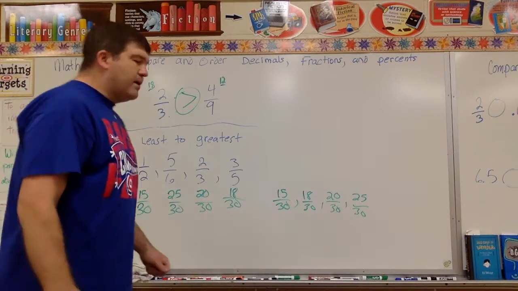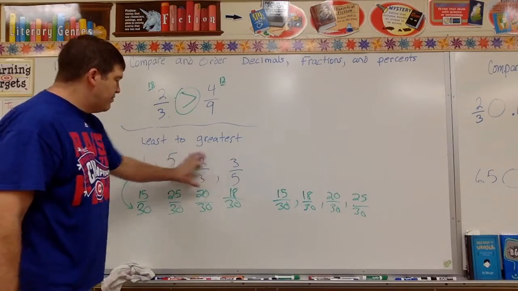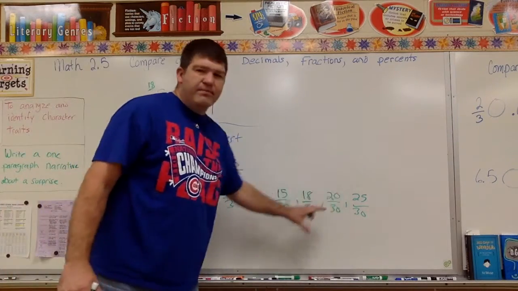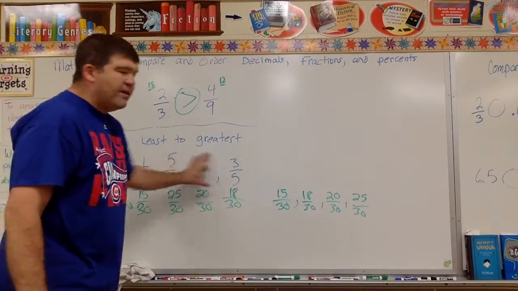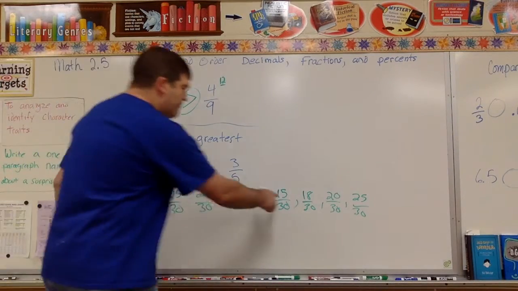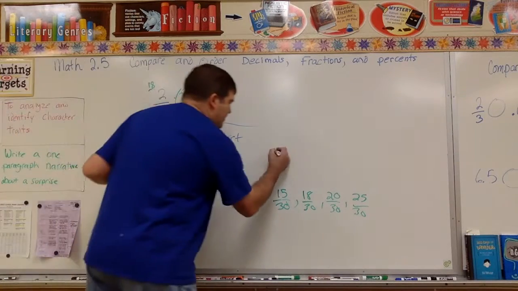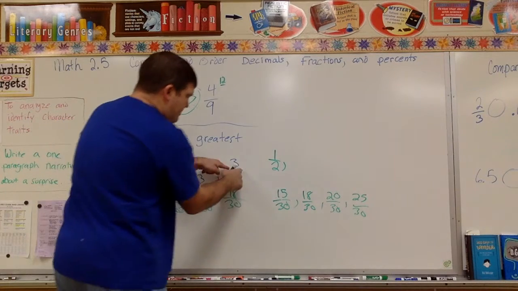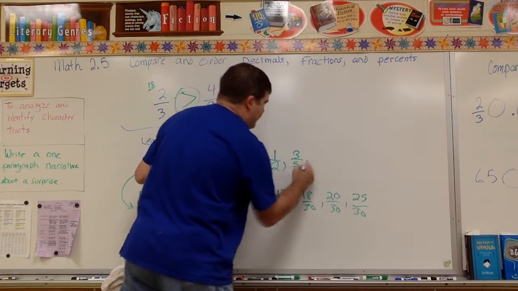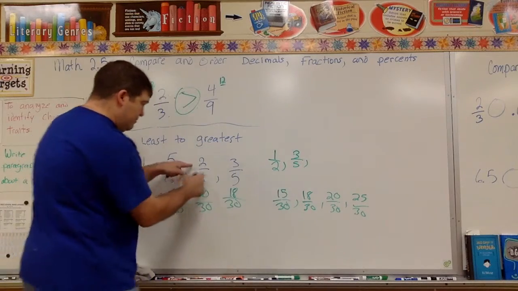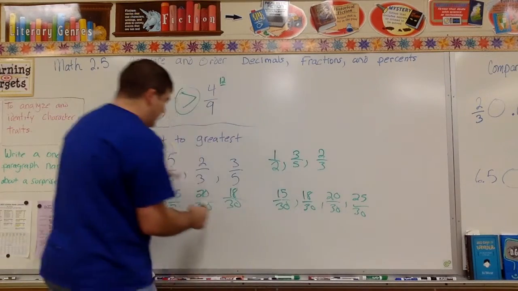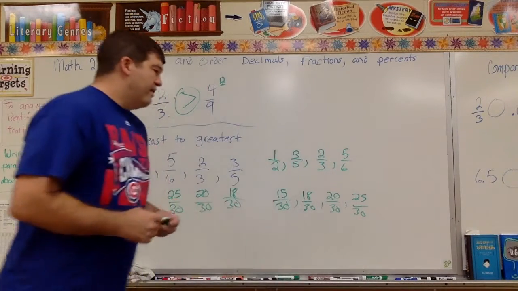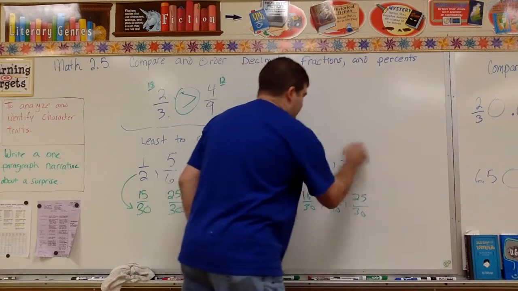Okay? But when someone says order these from least to greatest, it doesn't mean change them and then order them. It means order these exact ones. So I know 15/30 is the same as 1/2, so it's going to be 1/2. 18/30 is this one, so I come over here and it's 3/5. 20/30 is this one, so it's 2/3. And then the last one is this one, 5/6. There you go. Now, this is my answer.